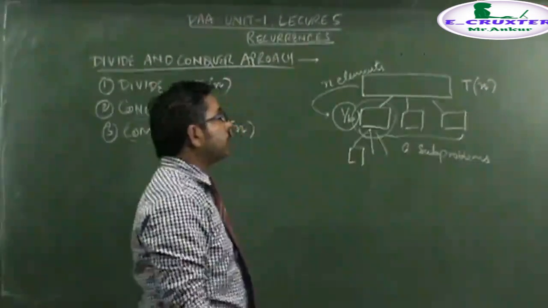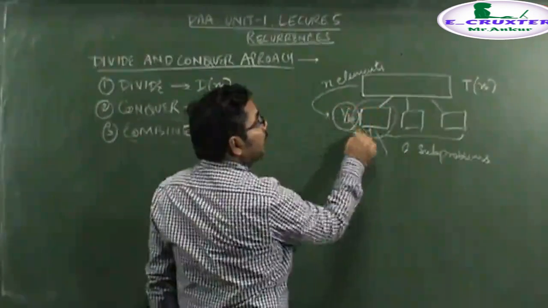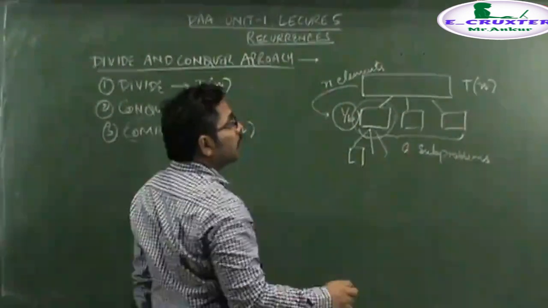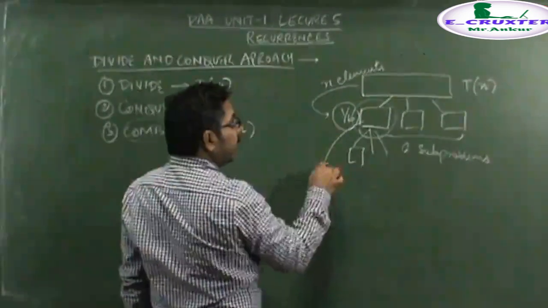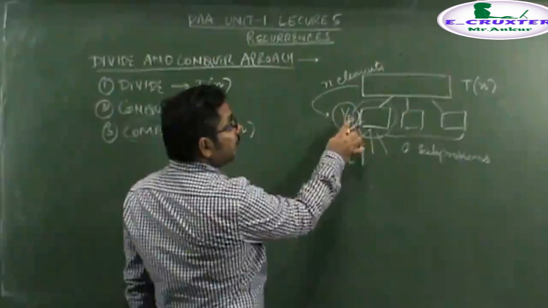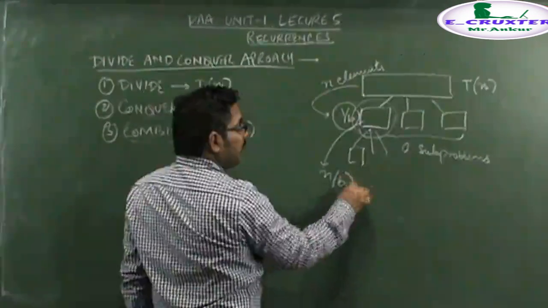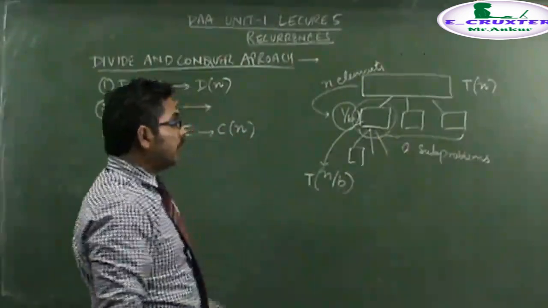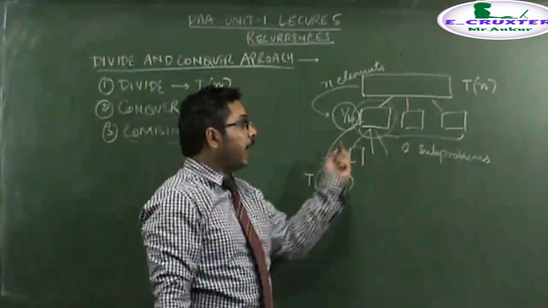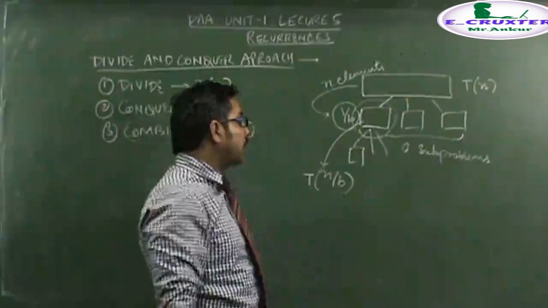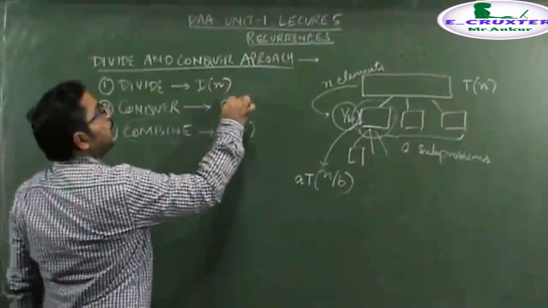Now, when we are dividing this problem into a sub-problems, and the size of each sub-problem is 1 by b of the original, how much time will it take to sort the elements of one such sub-array? As the size is 1 by b of the original, the number of elements in this array will be n upon b, and the total time is denoted by T of n upon b. Solving this sub-problem takes time T of n upon b, and there are similarly a sub-problems. Then the total time is a T of n upon b. Hence, the conquer step's time is a T of n upon b.